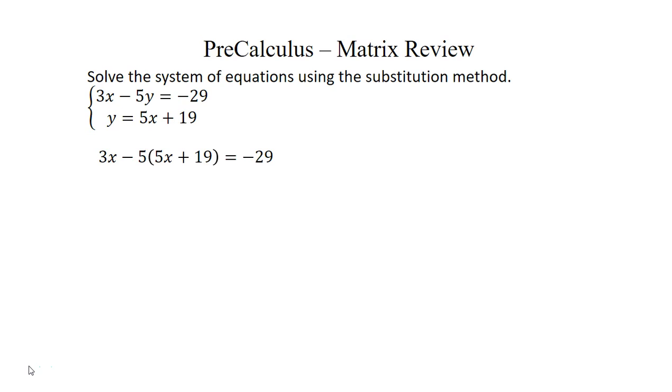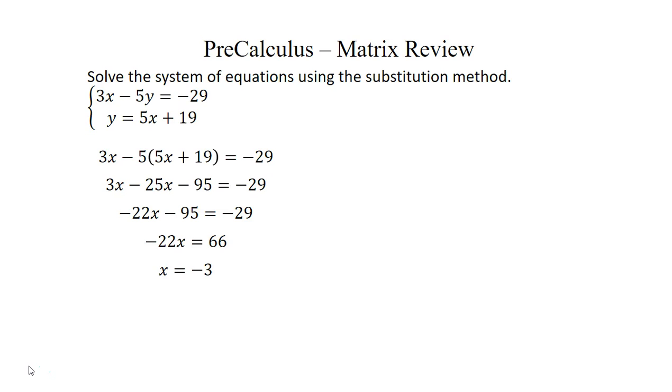Now remember that 5x plus 19 is a binomial, so anything that's more than one term you want to put in parentheses to group it together. This will keep you from just multiplying the negative 5 by the first term. You have to multiply it by the entire binomial. So we're going to distribute that negative 5. And all we need to do is combine like terms and solve for x. So we get x is negative 3.